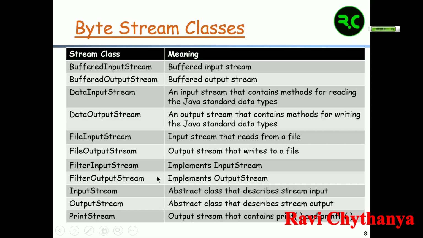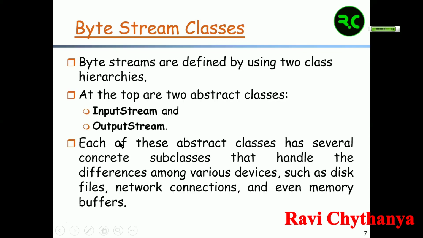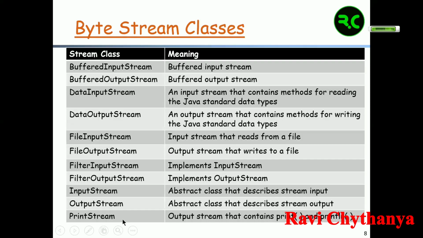Which is going to process the data before reading the data from the user. And filter output stream, which is going to process the data before writing data to the output stream. And input stream and output stream are the abstract classes, as we have seen here already. And print stream, which contains the print and println methods, which we use in every real-world program.